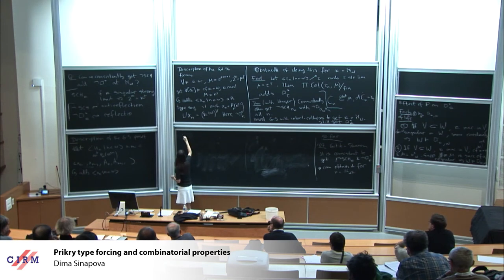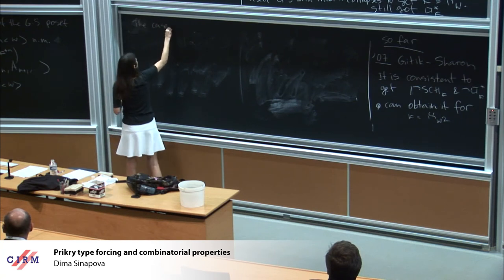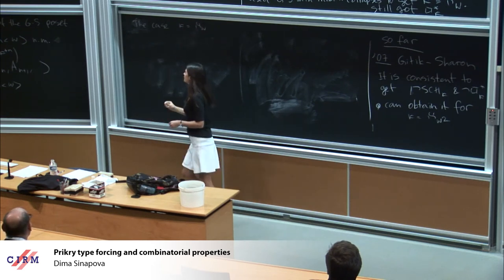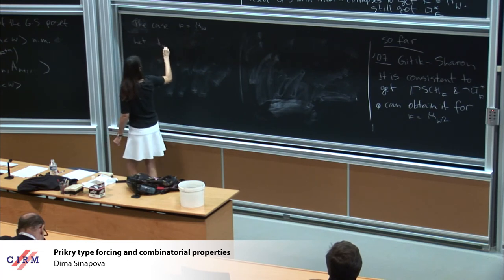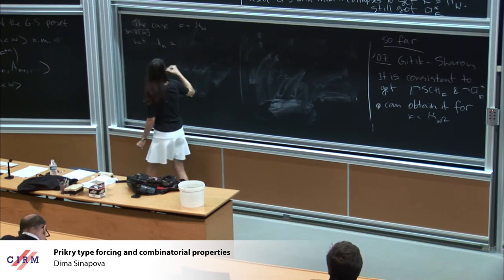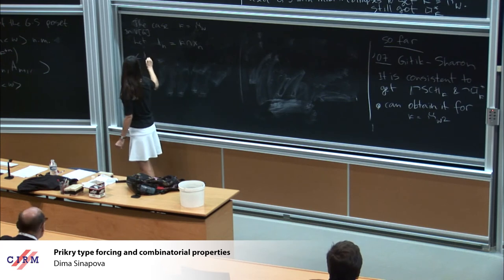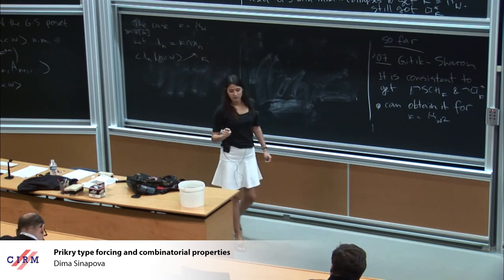Okay, so what happens if we want to make kappa be aleph omega? Let me just give some names. Again, looking at this model, let lambda_n in V[G] be kappa intersection x_n, so then of course the lambda_n's are a singularizing sequence through kappa.